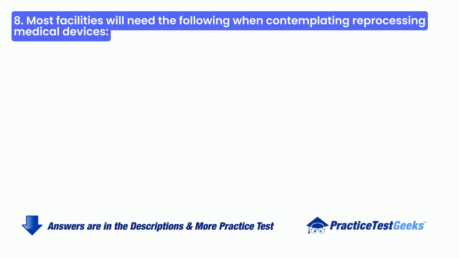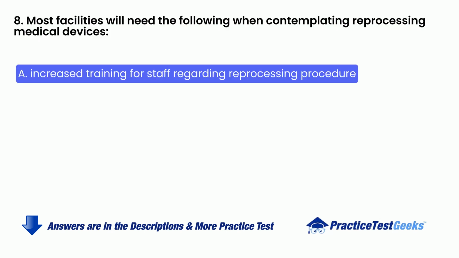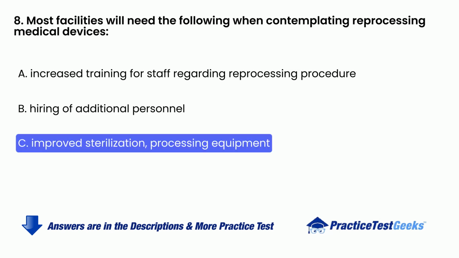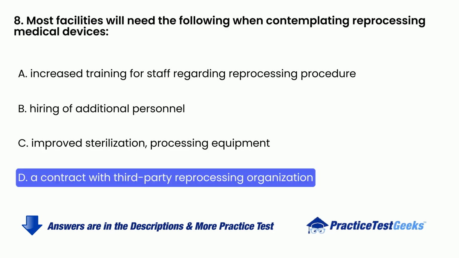Most facilities will need the following when contemplating reprocessing medical devices. A. Increased training for staff regarding reprocessing procedure. B. Hiring of additional personnel. C. Improved sterilization processing equipment. D. A contract with a third-party reprocessing organization.